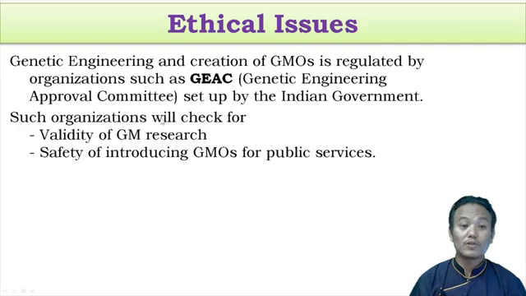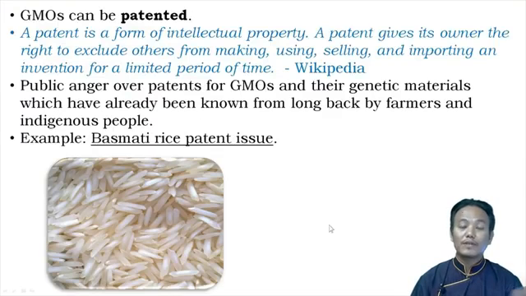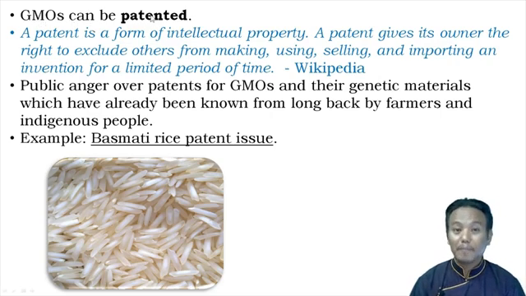Right. The role of such organizations is to check for the validity of GM research and also to check for the safety of introducing genetically modified organisms for public service. So these organizations will regulate the activities of the scientists, and they will check the validity of the scientists' research. They will also check for the safety of the result or the product, such as genetically modified organisms, for public service. Another ethical issue in biotechnology is that genetically modified organisms can be patented.